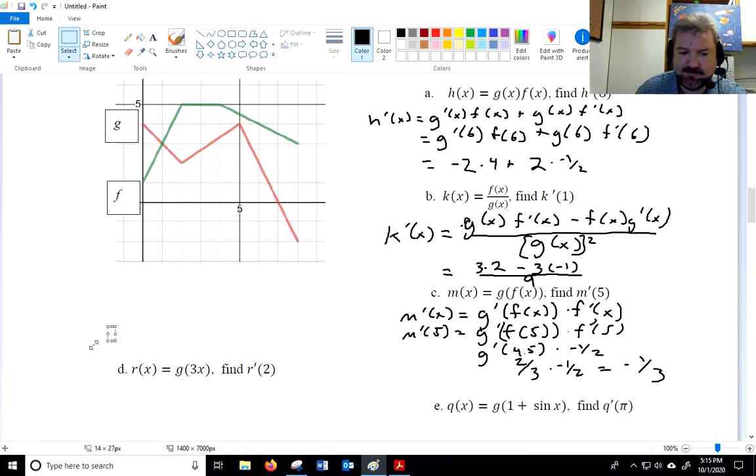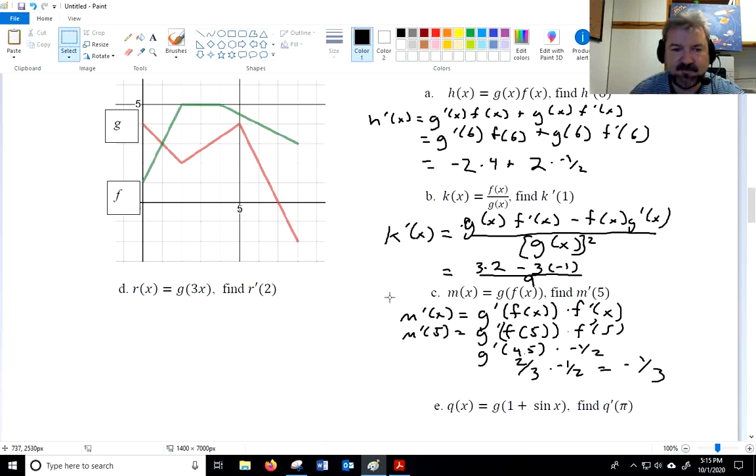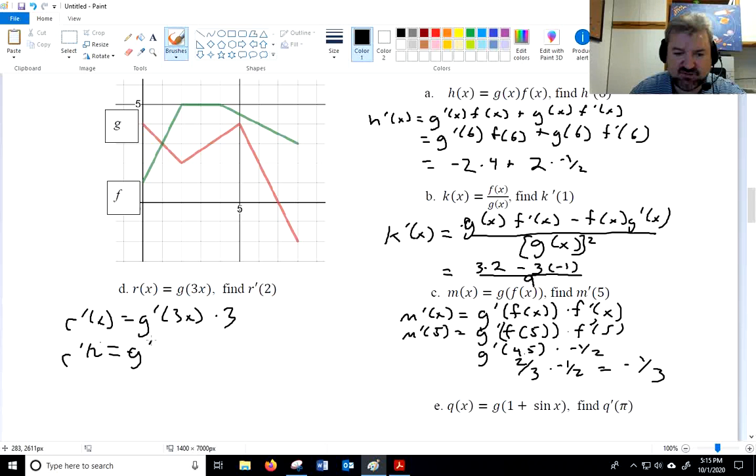All right. Next up, letter D. We have r of x is equal to g of 3x. Okay, so r prime of x is equal to g prime of 3x times 3, because of the chain rule. The derivative of 3x is 3. So let's find r prime of 2. Well, that's equal to g prime of 3 times 2, which is 6, times 3. Well, g prime of 6 is negative 2. So the answer is negative 6.